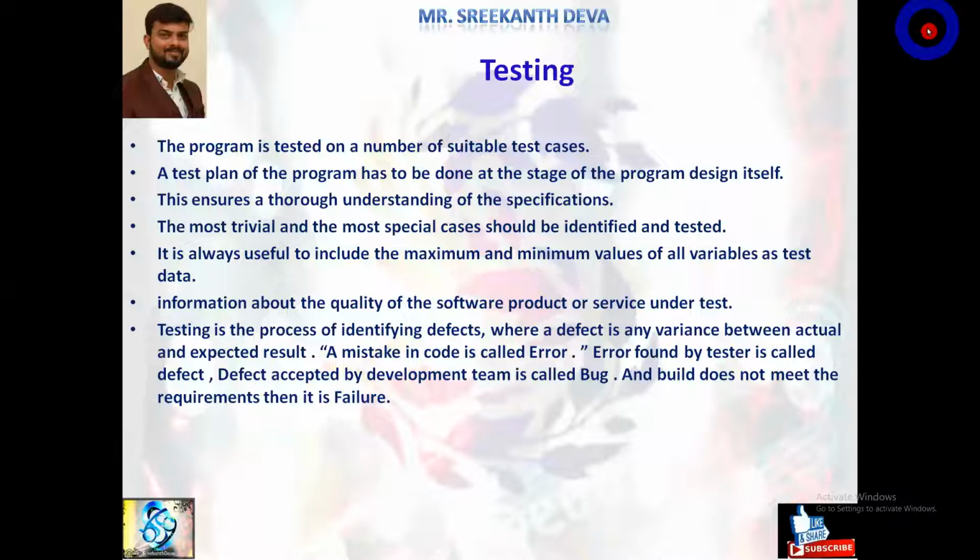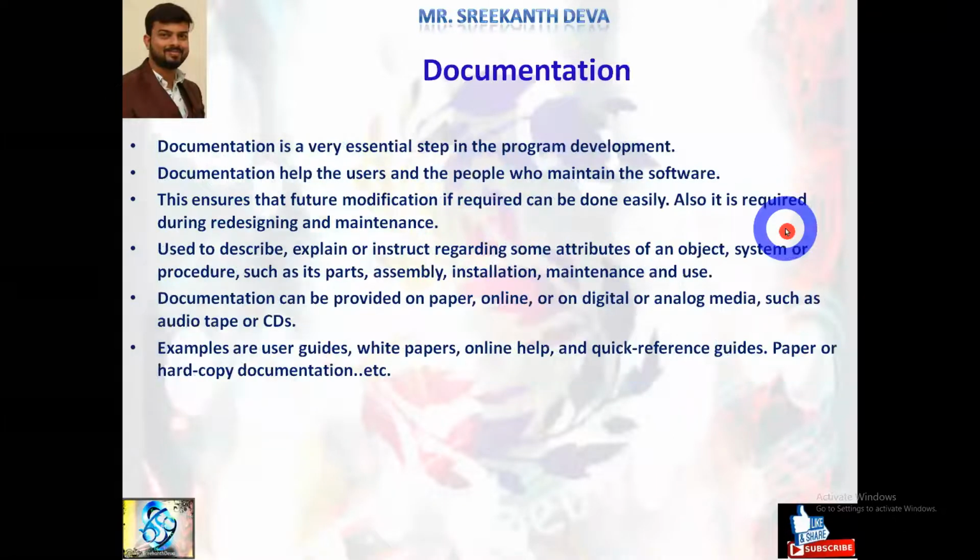These terminologies are very important in program or application development. Next, documentation. In this phase, documentation is a very essential step in program development. Documentation helps the users and the people who maintain the software. This ensures that future modification, if required, can be done easily. Also, it is required during redesigning and maintenance. Use it to describe, explain, or instruct regarding some attributes of an object, system, or procedure, such as its parts, assembly, installation, maintenance, and use.